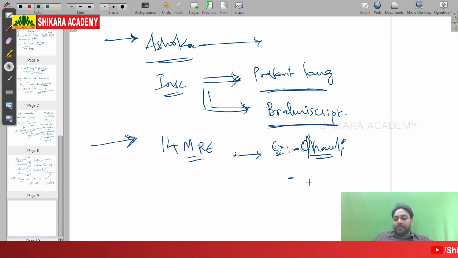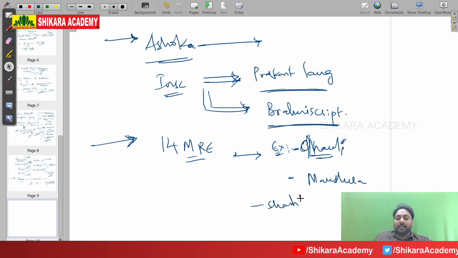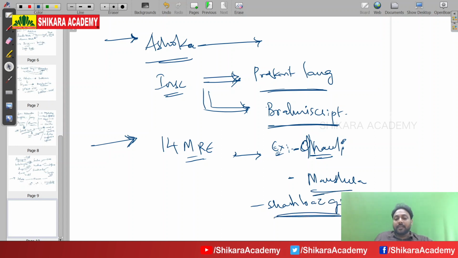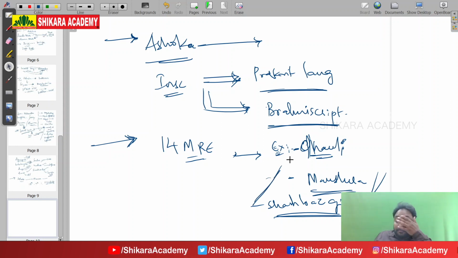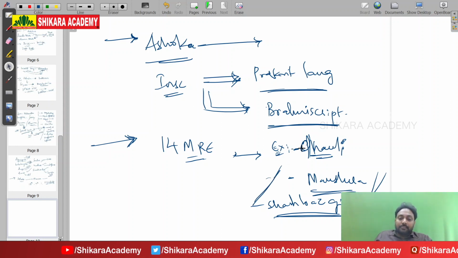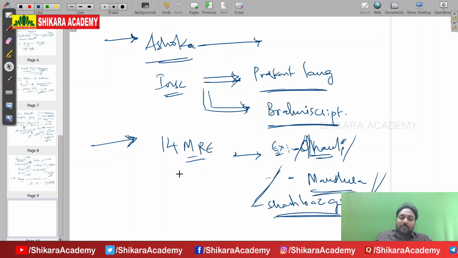And Manshera, Shabhasgiri. They both are in today's Pakistan, northwestern India. Dhauli, Manshera, Shabhasgiri.